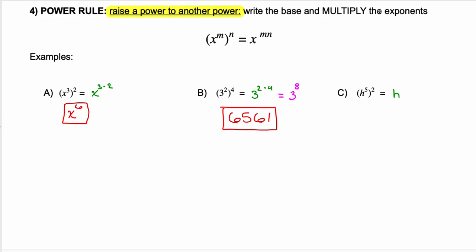We're going to write that base, which is h, and then we're going to multiply the exponents. The exponents are 5 and 2. We'll put 5 times 2. These are numbers and letters, so it will not simplify to just a value. We will write this as an expression. The base stays as h, and then 5 times 2 is 10. So our simplification is h to the 10th power.